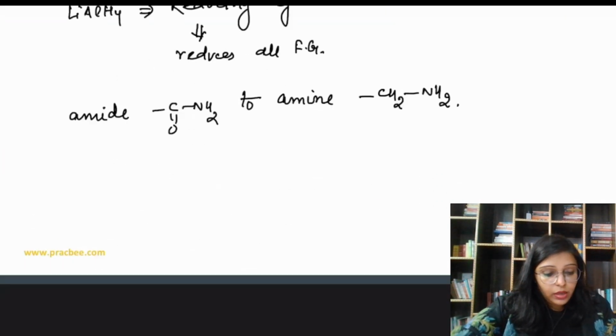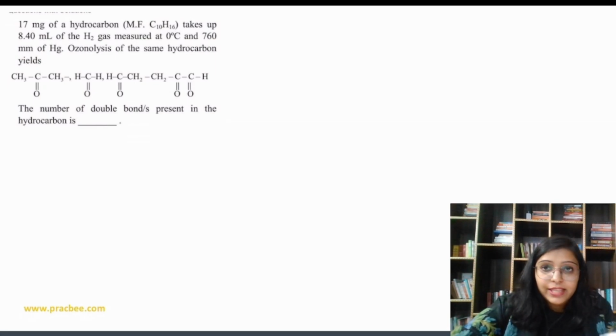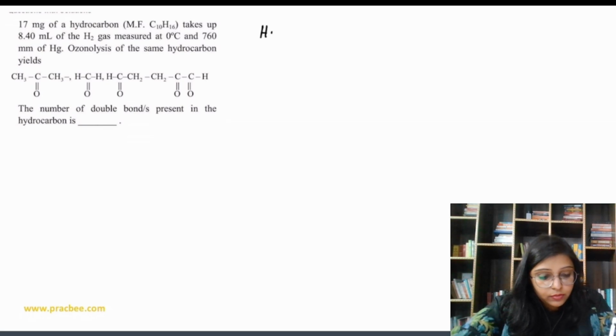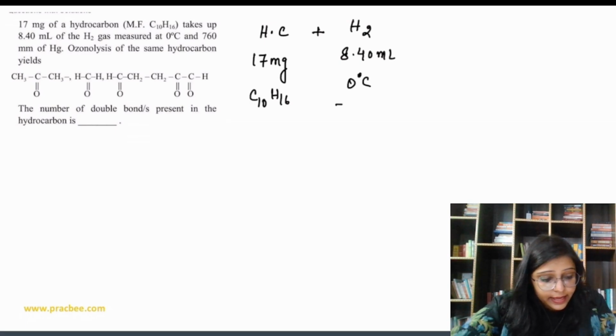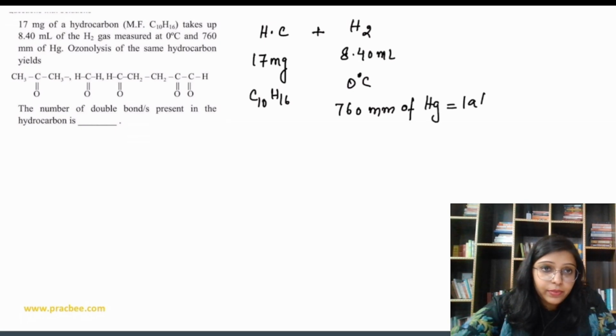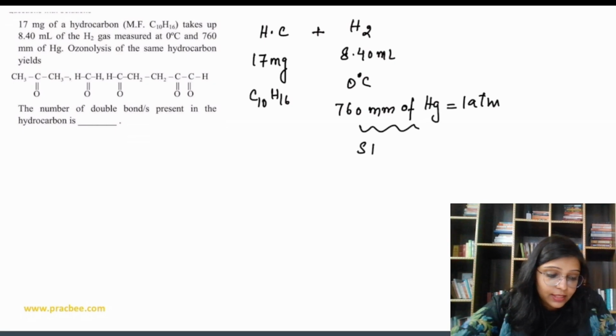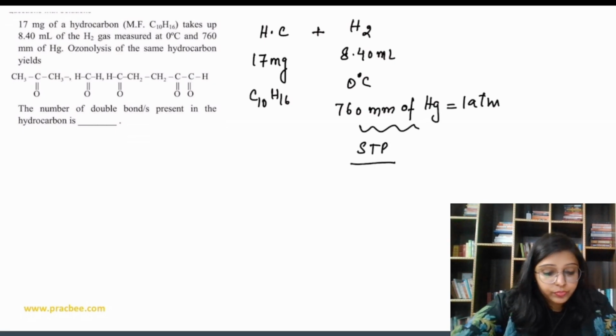Now, next question. 17 milligram of hydrocarbon. We have a hydrocarbon which is 17 milligram. Molecular formula is C10H16. Takes up hydrogen which is 8.40 ml at 0 degrees Celsius and 760 mm of Hg, which is equal to 1 atm. That is STP, standard temperature and pressure.